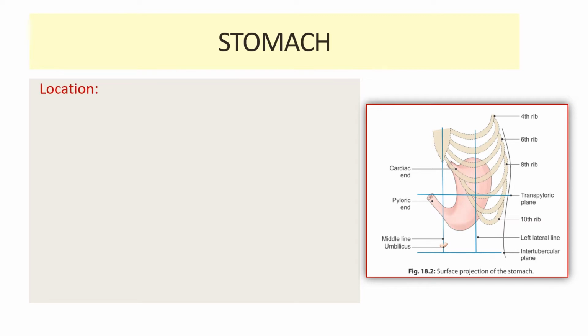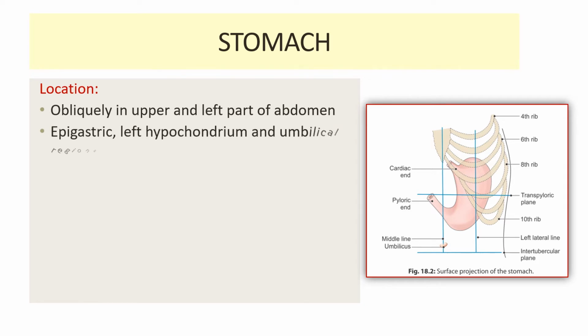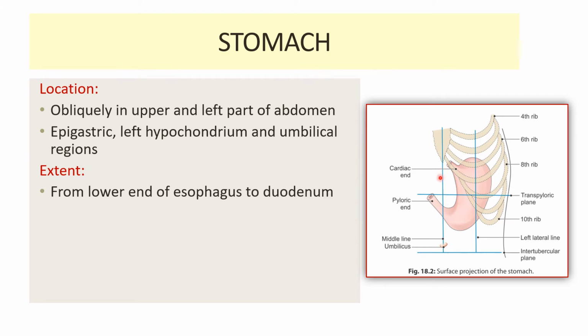The stomach is located obliquely in the upper and left part of the abdomen, in relation to the epigastric, left hypochondrium and umbilical regions of the abdomen. This is what you have learned during your classes on stomach. If you come to the extent of the stomach, it extends from the lower end of the esophagus to the duodenum. So that is the extent of the stomach.